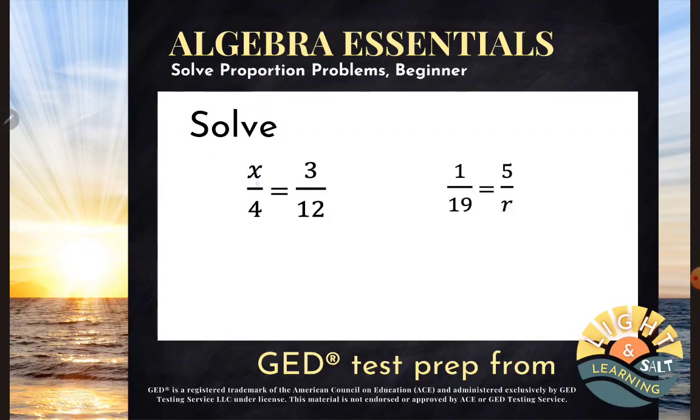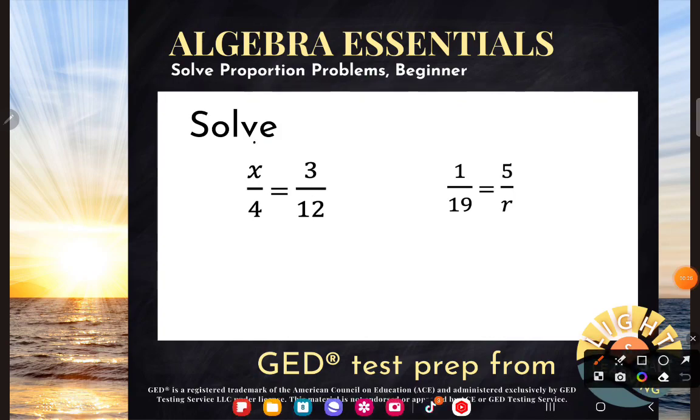Example says solve, and we see x over 4 is equal to 3 over 12. Of course, this is a proportion problem. The way that I can tell is it's a fraction equal to a fraction. That's what a proportion is, two equivalent fractions. And we can see that one of my values is unknown. I have an x there. So I want to solve in order to figure out that x.